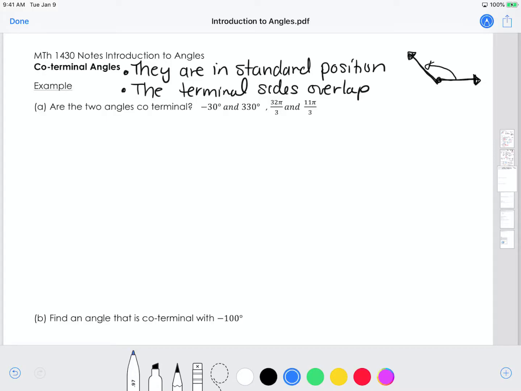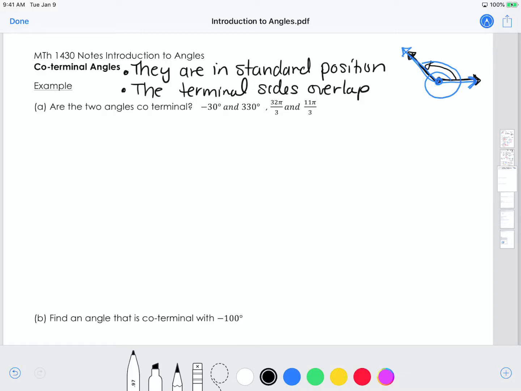Let's say I have a second angle that starts in standard position, but I do a full rotation and then open up again, so the terminal sides of both angles land in the same spot, so they're overlapping. Even though they're two different angles, their terminal sides lie on top of each other. And that's why these are called coterminal angles. Co means together.